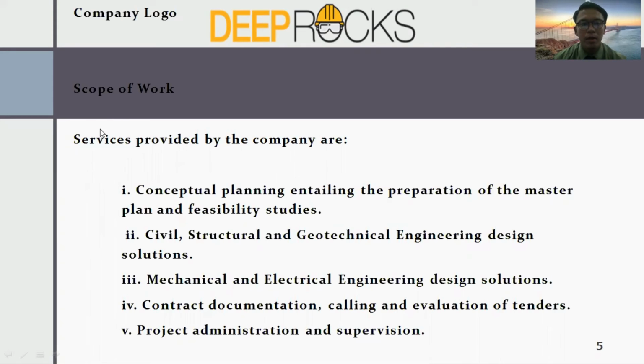The scope of work. Services provided by the company are: number one is conceptual planning, entailing the preparation of the master plan and feasibility study. Civil, structural and geotechnical engineering design solution. Mechanical and electrical engineering design solution. Contract documentation, calling and evaluation of tender. And last one is project administration and supervision.